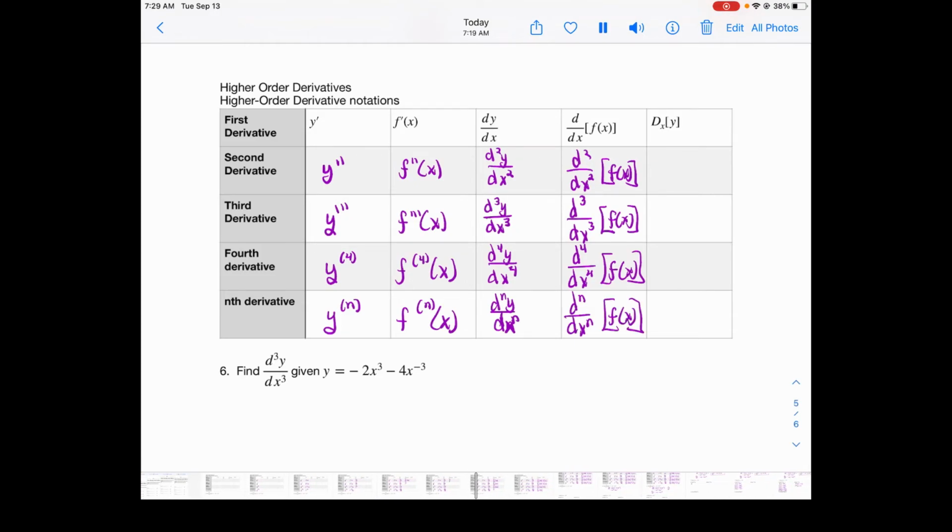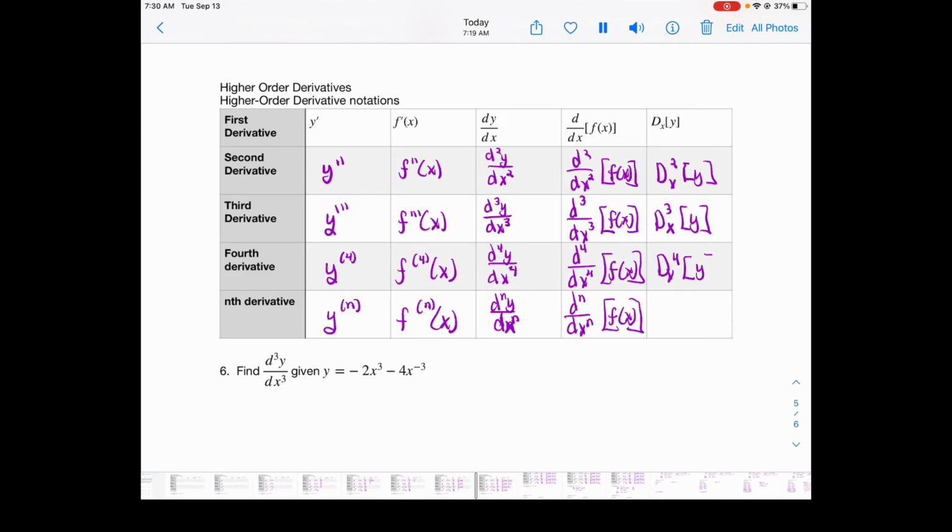And the big D notation is the same concept. We're just going to add our little exponent there to show the degree, so this is the second derivative. And then the third derivative of y with respect to x, the fourth derivative of y with respect to x, and the nth derivative of y with respect to x.